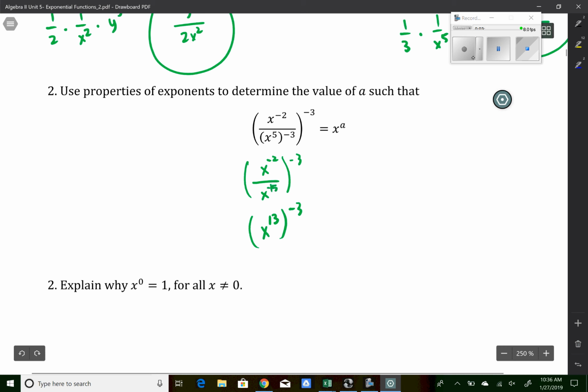So if I distribute that in or multiply that in, I could say this whole expression is x to the negative 39, which is equal to x to the a. So I've put it into the form that I want, right? So I could say a is just negative 39.